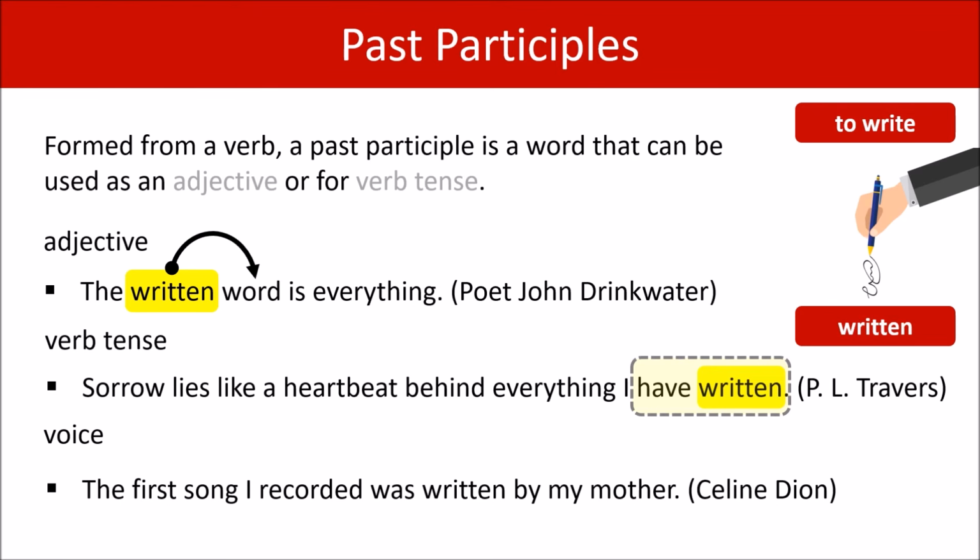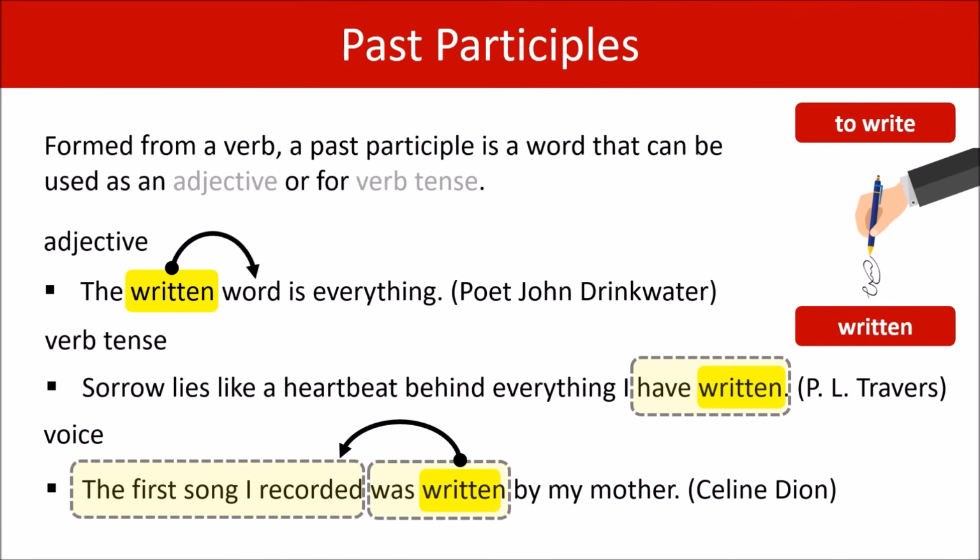So here is our past participle. This verb phrase is in the passive voice. And the passive voice just means that the subject of the sentence is not carrying out the action. The subject of the sentence is having the action done to it. So this is the subject, and look, the action of the verb to write is being done to it. That is an example of the passive voice.